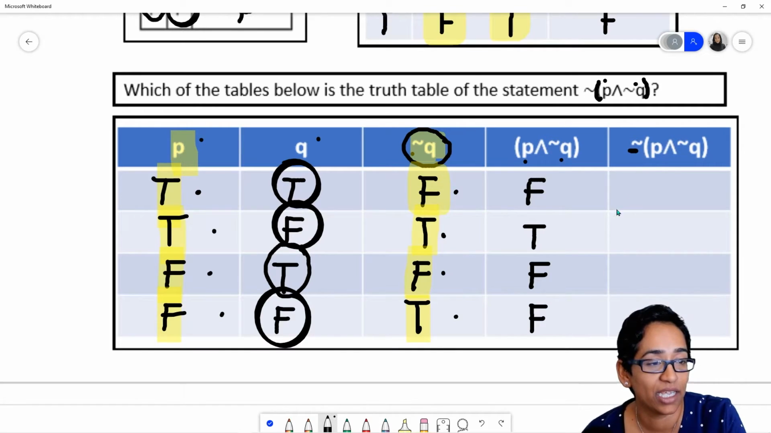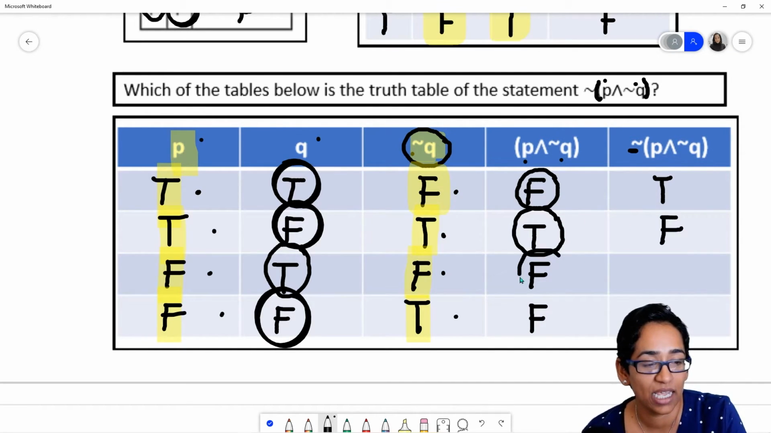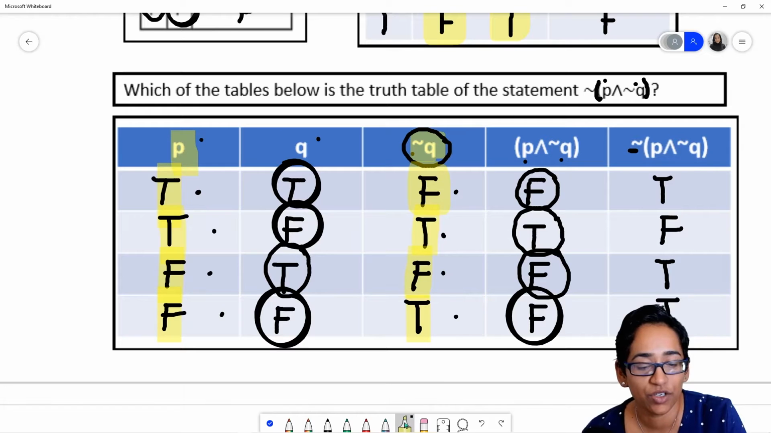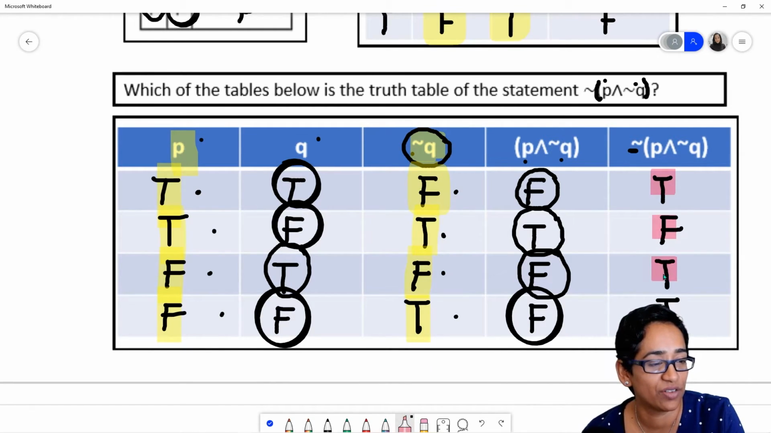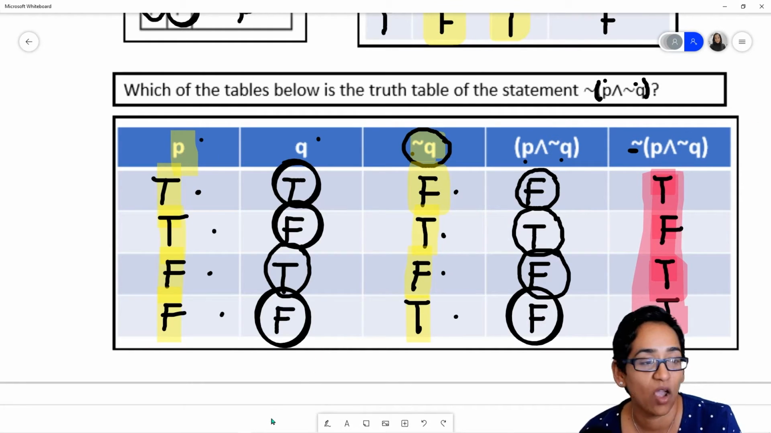So I'm looking at the negation here. Negation of false is true. Negation of true is false. Negation of false is true. Negation of false is true. So your final answer, let me change the color. So this is going to be your final answer. Oh, I didn't know I can do that. So this is going to be your final answer. Okay? All right.